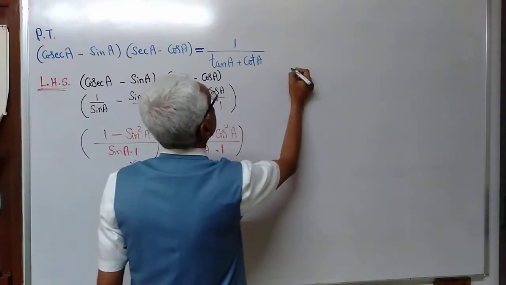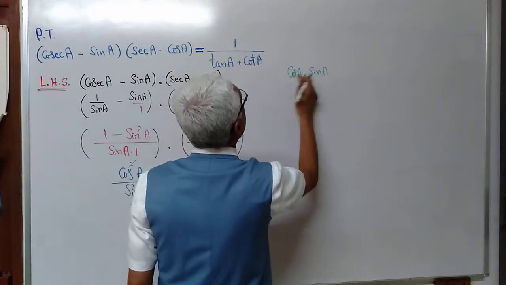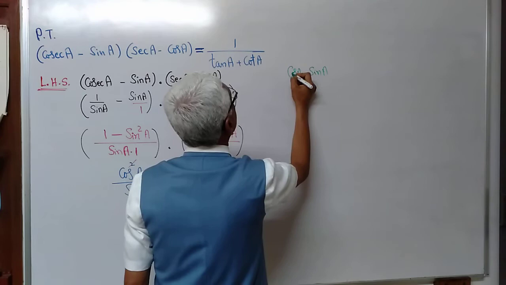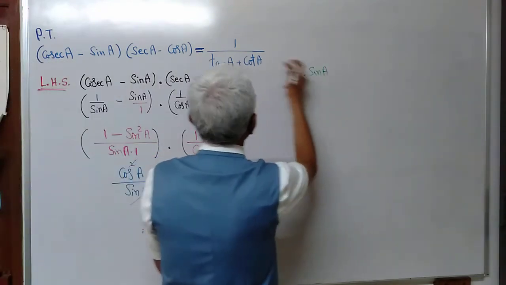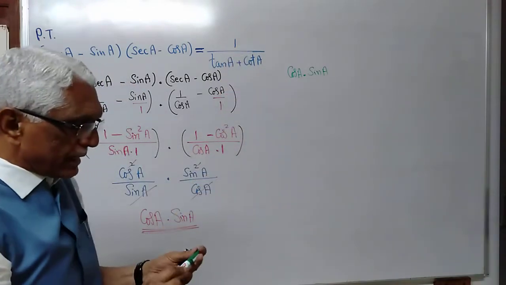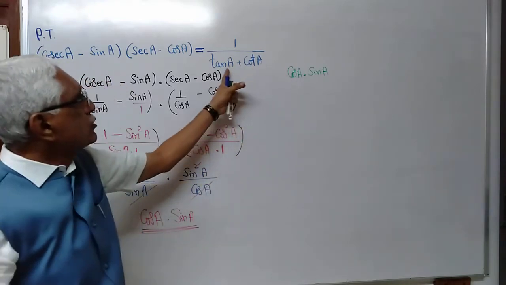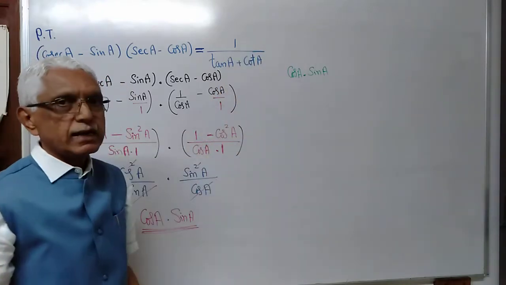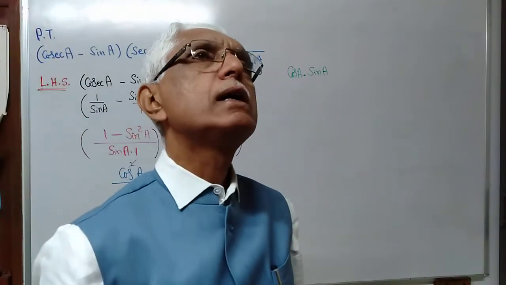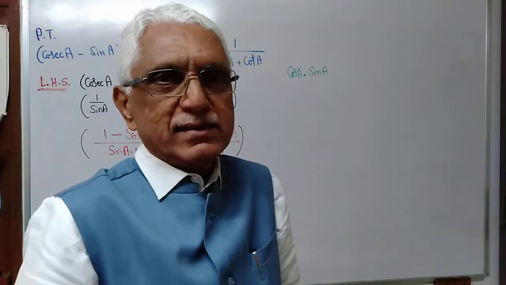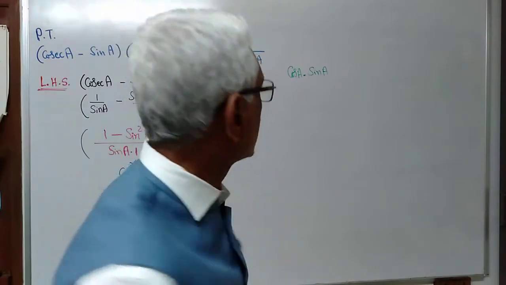So what will I do here? Shall I continue here, my dear children? Yes. I take that cos A into sin A. But I wanted 1 over tan A plus cot A. From this, there is no way of getting 1 over cot A plus tan A unless I do some manipulation now. So, who will tell us what to do? It's by practice. It's by working hundreds of problems. You will be able to get those ideas.